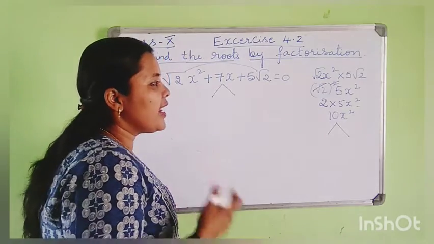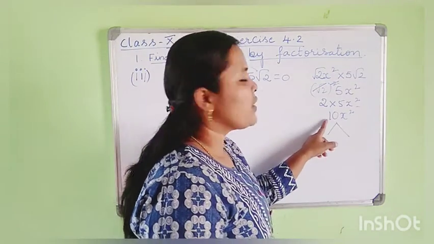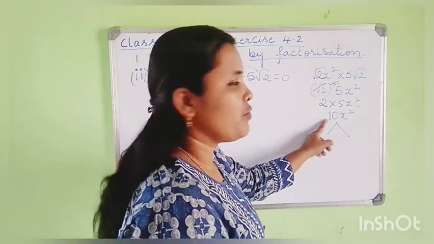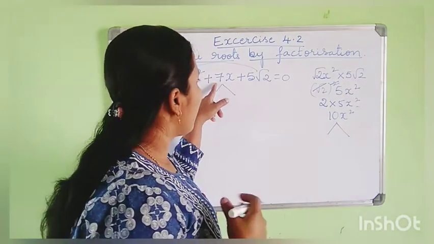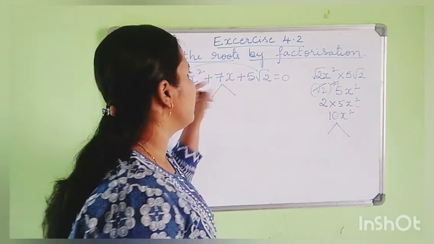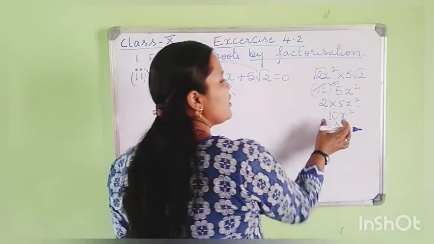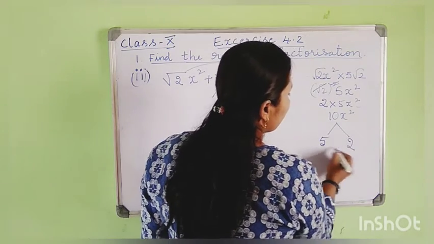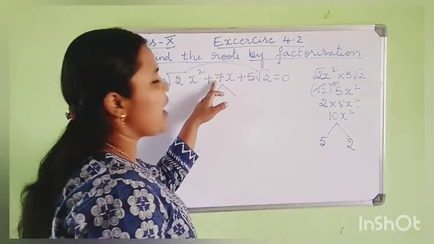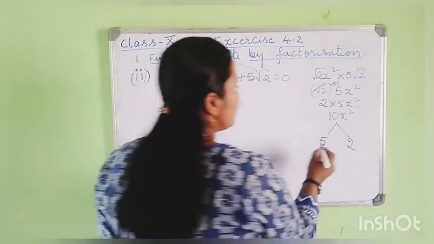When we add any two factors, we should get 7x, and the same factors when multiplied should give 10x square. Obviously, what are the factors of 10? 5 and 2, 5 2s are 10. Now when we add 5 plus 2, what will happen? 7. Right.